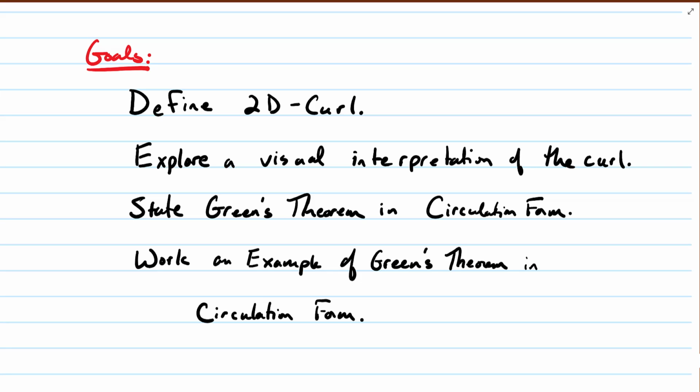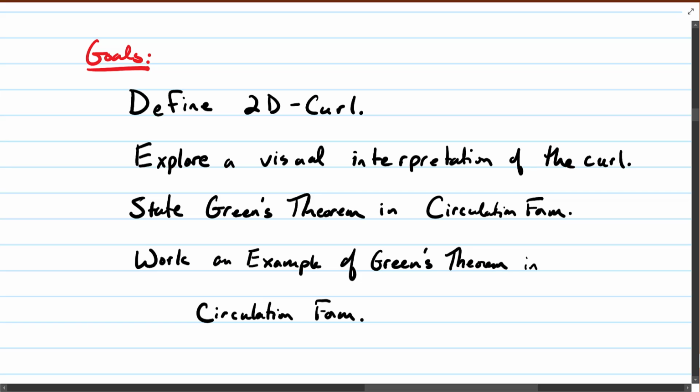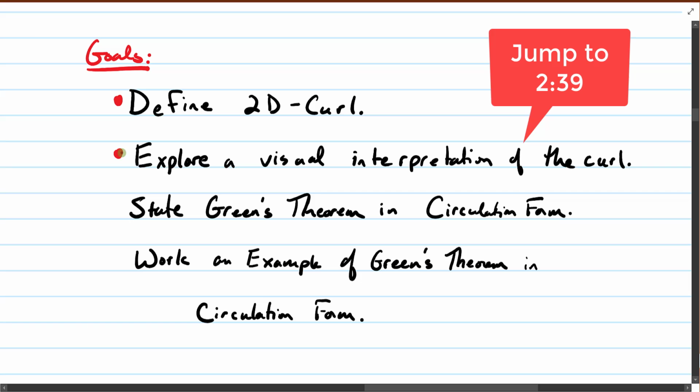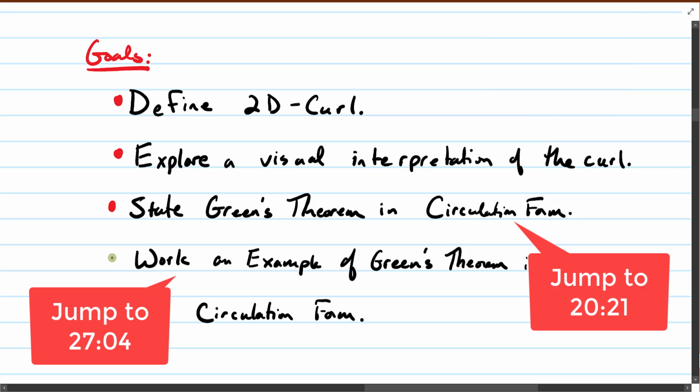So the first thing I'm going to do is cover the definition of the 2D curl. Then we'll explore a visual interpretation of that curl. We'll give the circulation form of Green's theorem, and then we'll work an example.